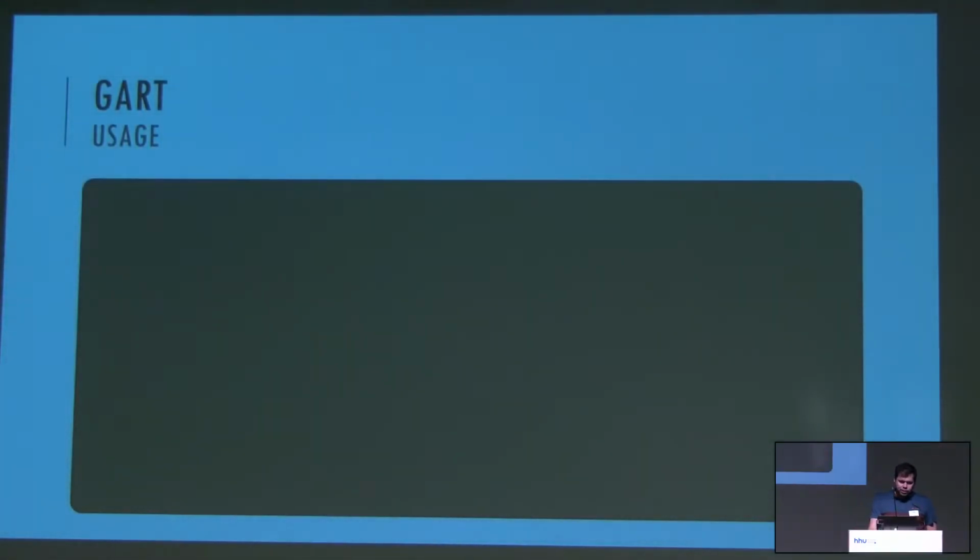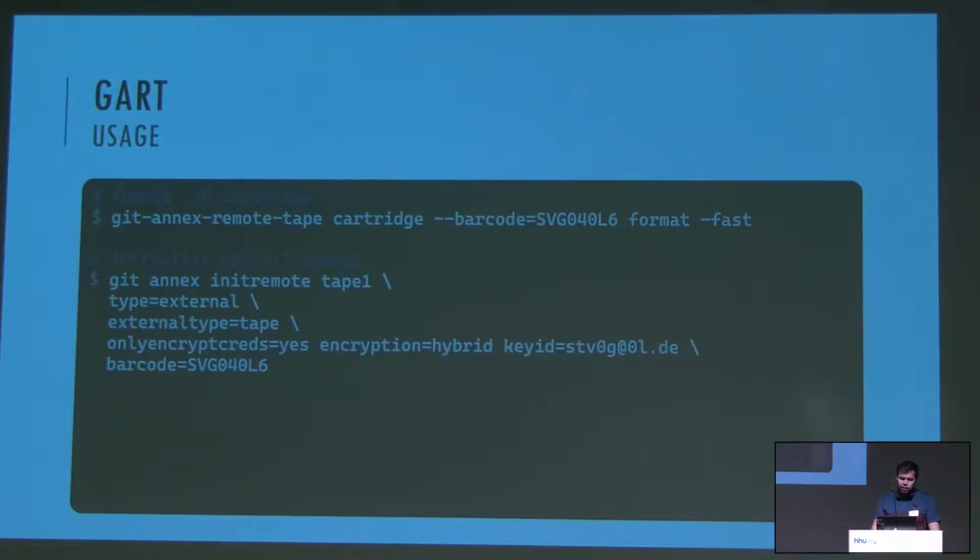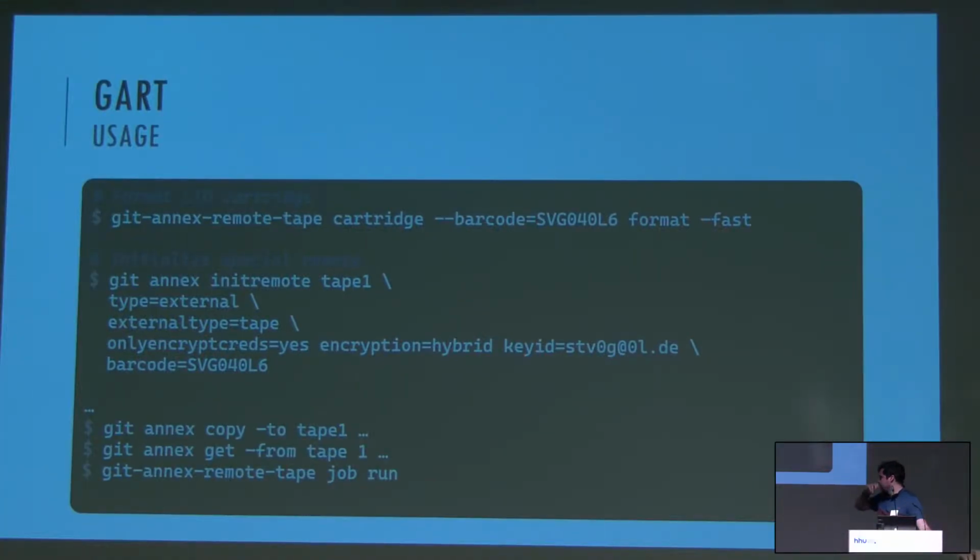So now, how to use it. I was planning to do a little demo, but time is running fast, so I'm just going to show you the commands. I have a dedicated CLI tool, which allows me to manage the cartridges. So here I'm formatting the cartridge, and then I use the usual git-annex command to initialize a new remote. And then I can use git annex copy and get, and here, a little speciality, because we will see in a second why I have to run a second command to actually fetch the data from the tape drive.